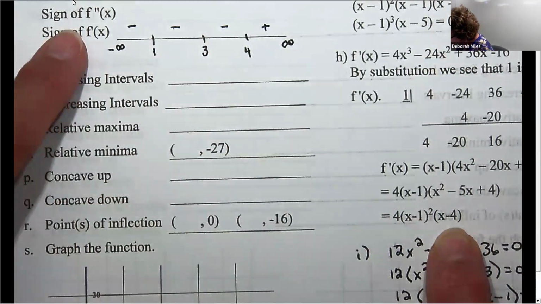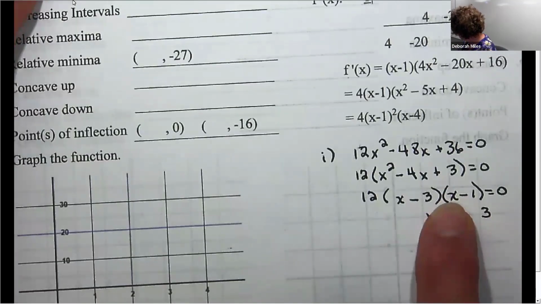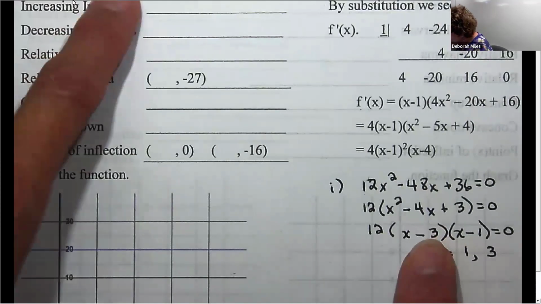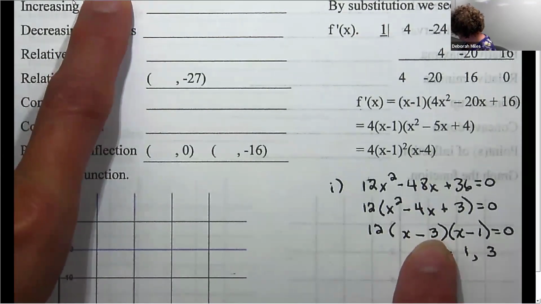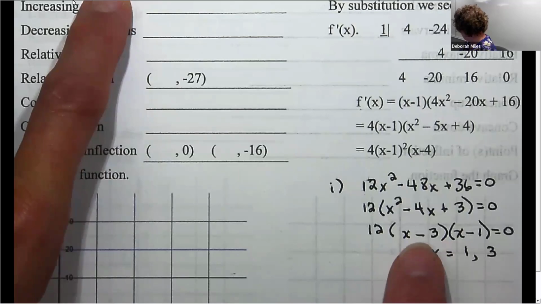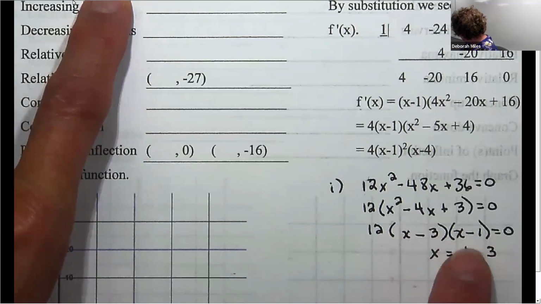What about sign of the second derivative? Second derivative in factored form is right here. The 12 is positive. I want the value of the second derivative if I plug in a -1. I don't want the value of the second derivative. I want the sign of the second derivative if I plug in a -1. Oh, that would be negative. The negative times a negative is a positive.